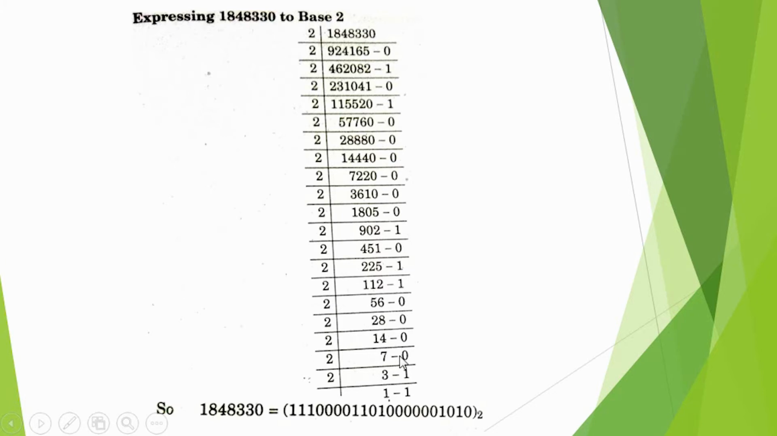2 2s are 4, 2 8s are 16, 0 carry. 2 1s are 2, 2 2s are 4, 0 carry. 2 7s are 14, 0 carry. 2 3s are 6, 1 carry. 2 1s are 2 and 1 carry.